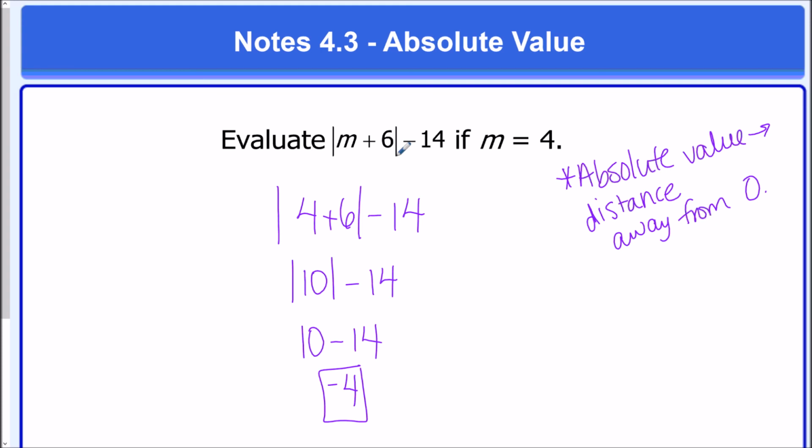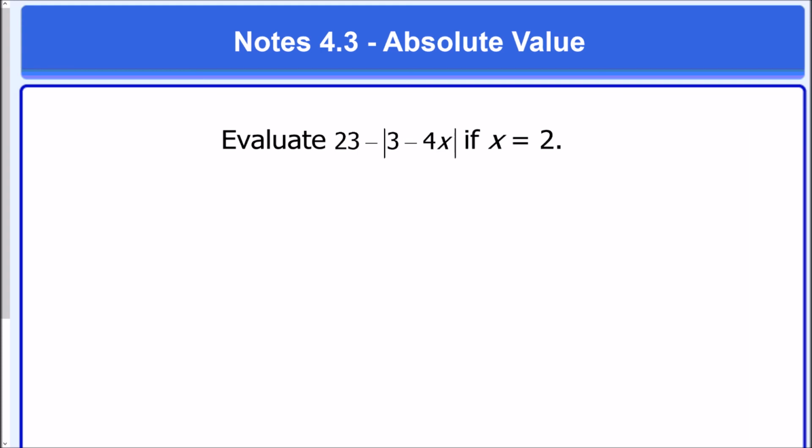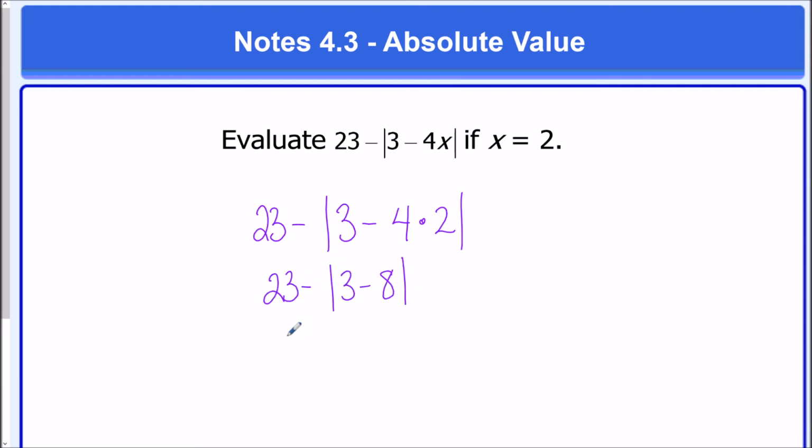Okay, so just quick review. If we wanted to evaluate 23 minus the absolute value of 3 minus 4x, if x equals 2, then I'm going to take this 2 right here and I'm going to plug that in. So I get 23 minus the absolute value of 3 minus 4 times 2. And I'm going to follow order of operations inside of here. So I end up getting 23 minus the absolute value of 3 minus 8. So I get 23 minus the absolute value of negative 5 right here.